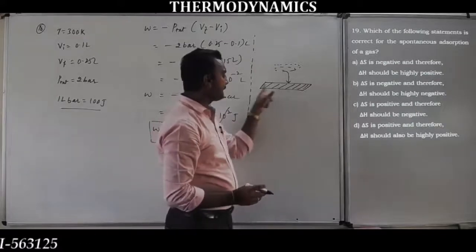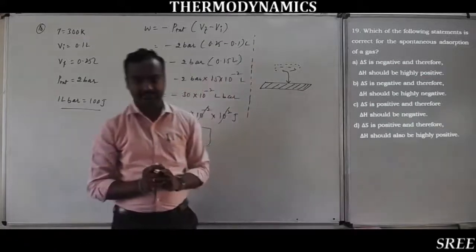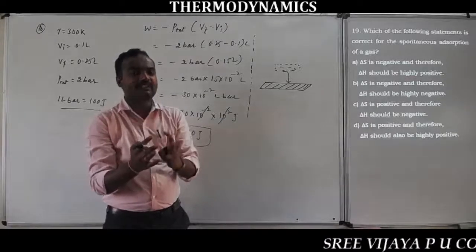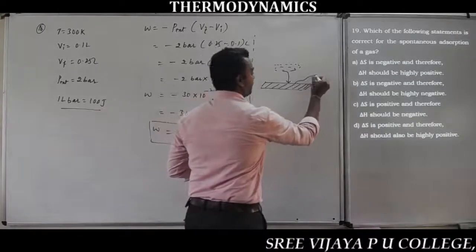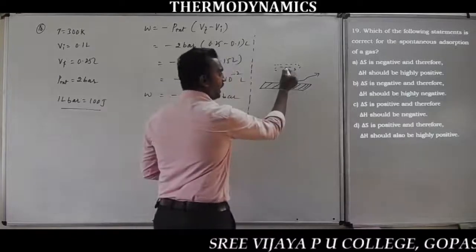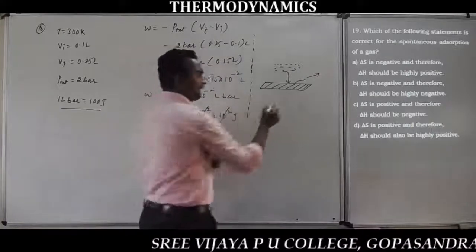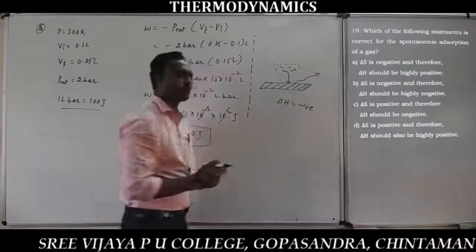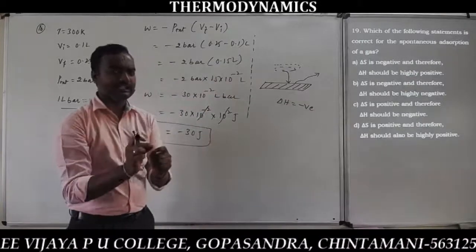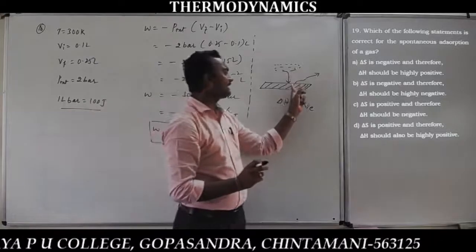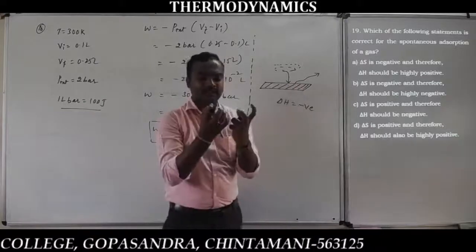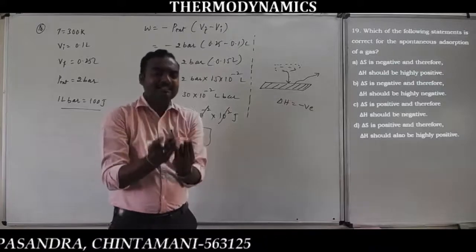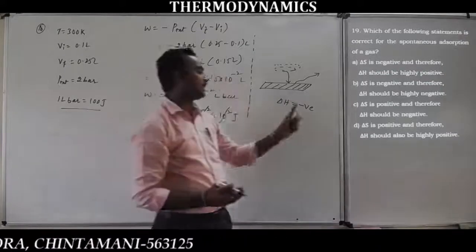The surface energy of the solid decreases. Whatever surface energy decreases, that decrease is liberated in the form of heat. Therefore, absorption of the gas on the solid phase, that is delta H, is negative. Always the absorption of gas on the solid surface is negative. When the gas is absorbed on the surface of the solid, the surface energy decreases, and that decrease in surface energy is liberated in the form of heat.